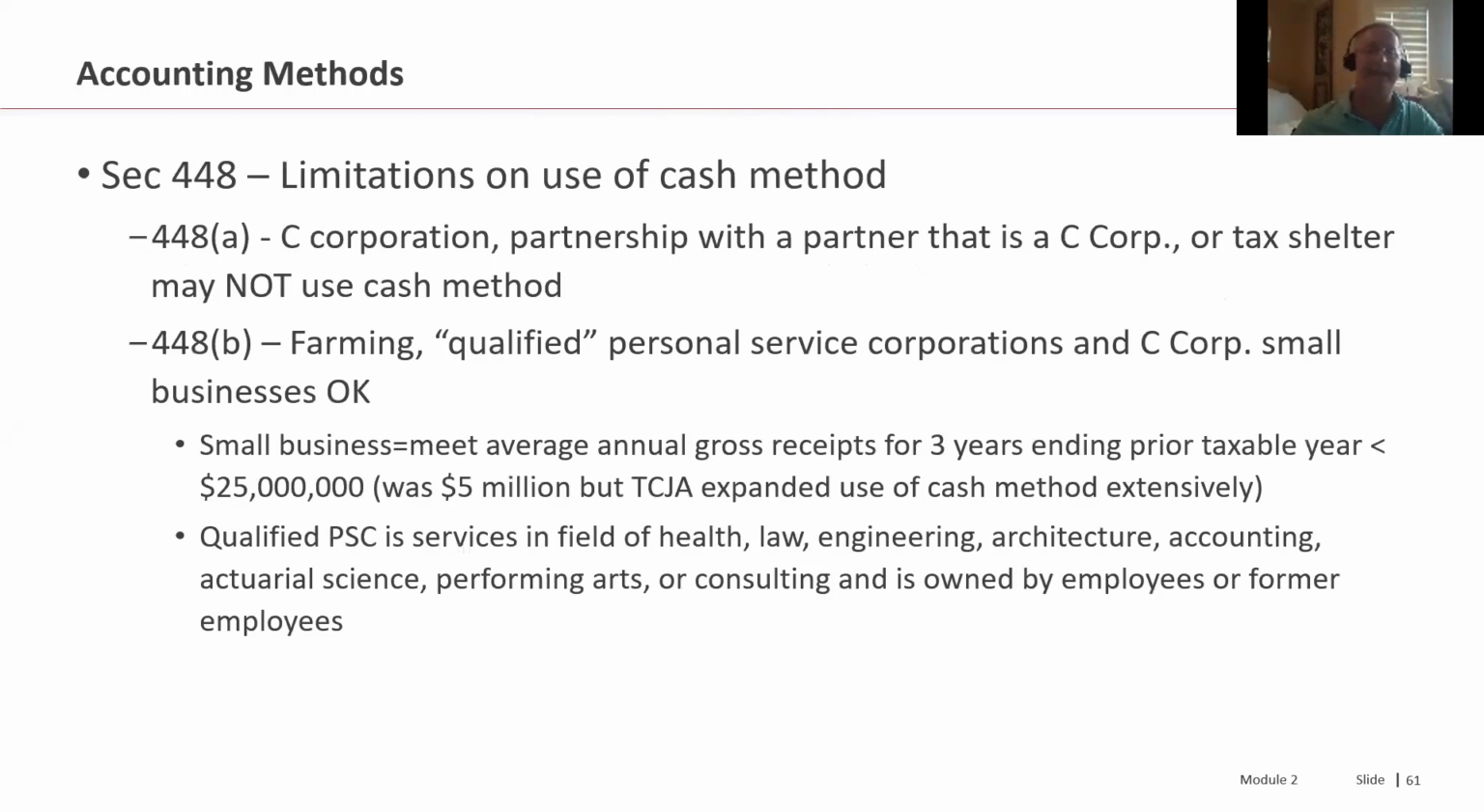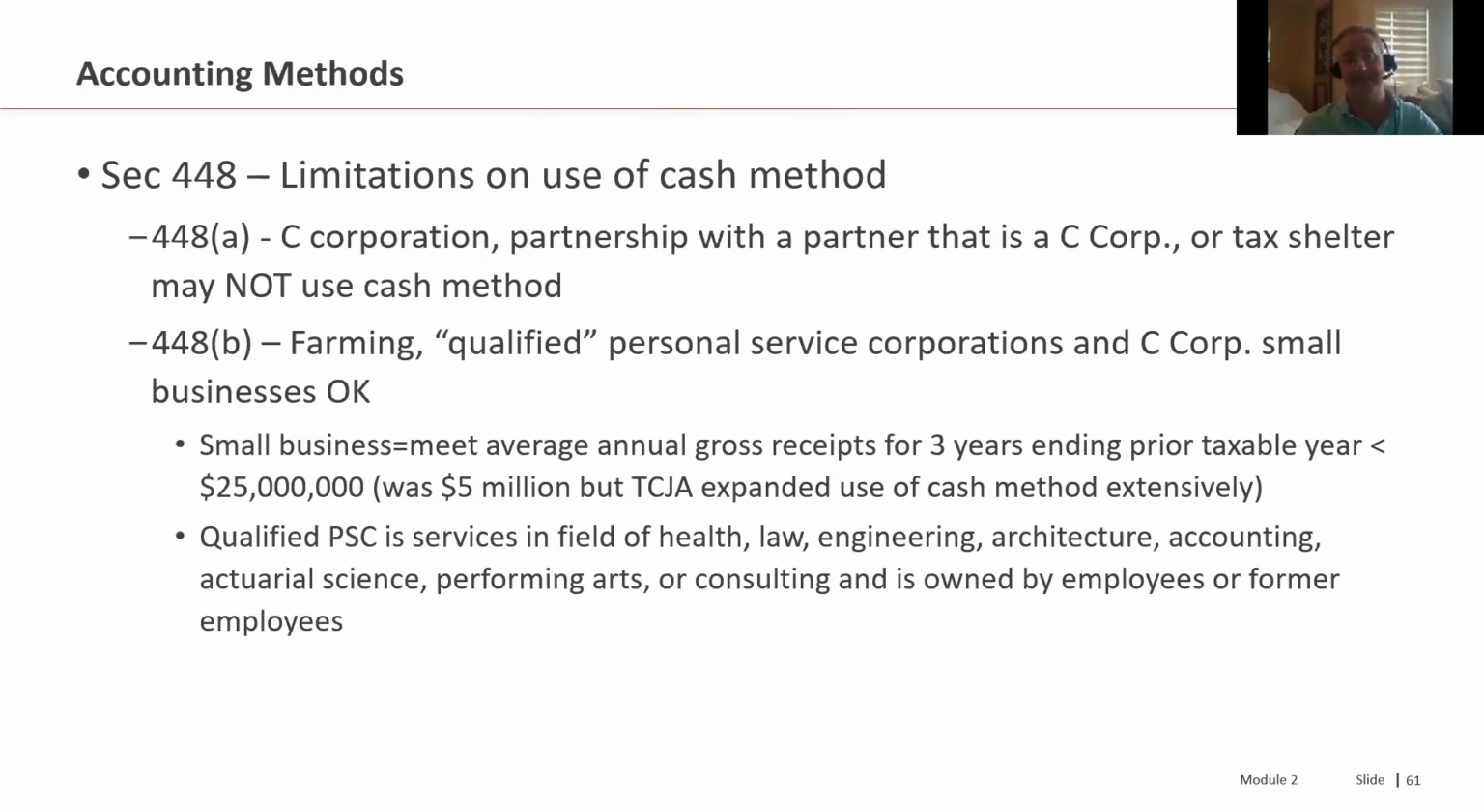So there are limitations on the use of the cash method. Not everyone can use the cash method, though almost all individuals do. For example, a C corporation, or a partnership with a partner that's a C corporation, may not use the cash method. However, there are exceptions if you're a small business. So it used to be that the small business rule was if your gross receipts were 5 million or less, but now they're up to 25 million.